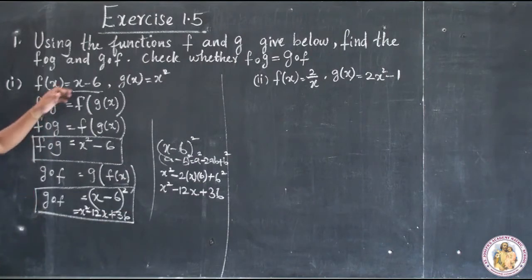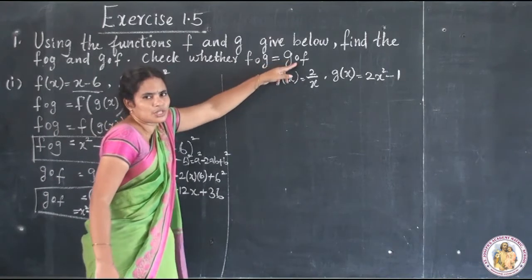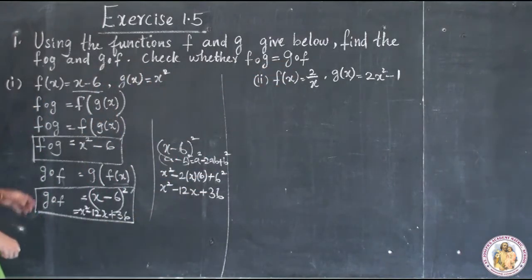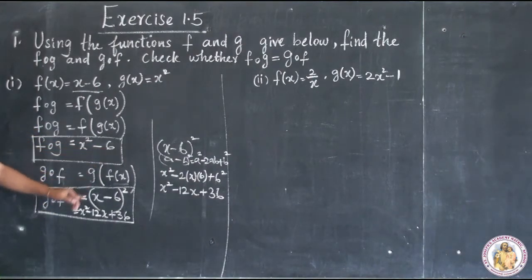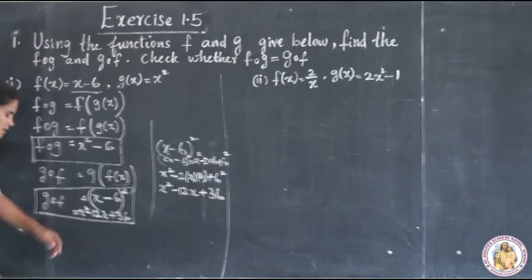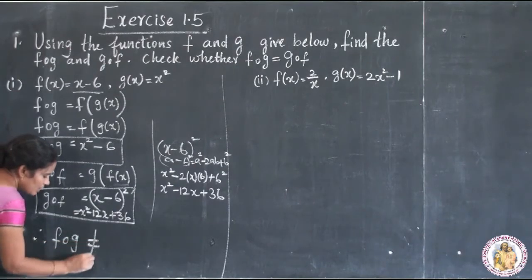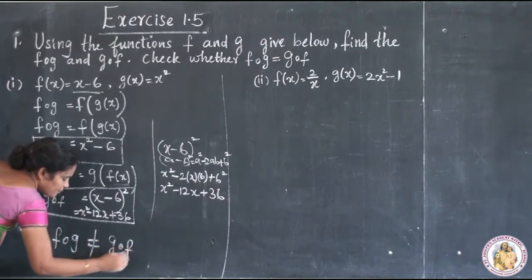Again, we have one more question: check whether f of g is equal to g of f. Here for f of g we have x square minus 6. Here g of f is x square minus 12x plus 36. So therefore f of g is not equal to g of f.